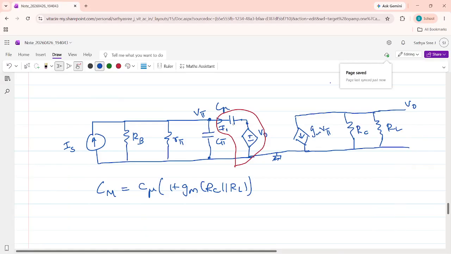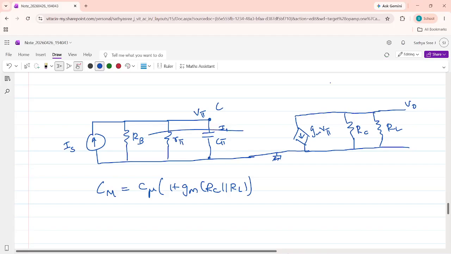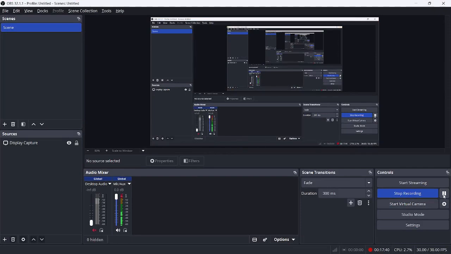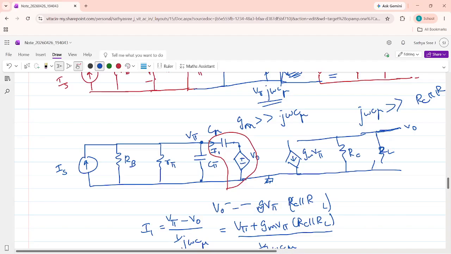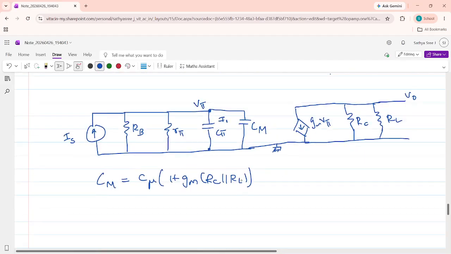Now I'm going to replace this C mu and this V naught by a single capacitance Cm, which is the Miller capacitance. The value of the Miller capacitance is C mu multiplied by 1 plus gm times Rc parallel RL.